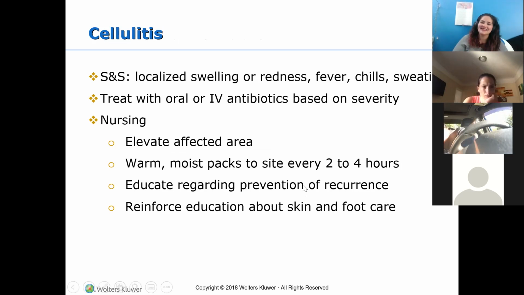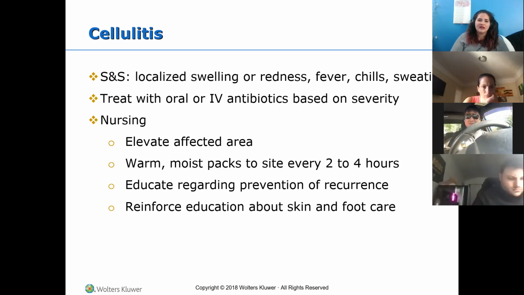Okay, signs and symptoms of cellulitis are localized swelling or redness, fever, chills, and sweating. You treat with oral or IV antibiotics based on the severity. And then for the nursing, you elevate the affected areas, apply warm, moist packs to the site every 2 to 4 hours, educate regarding prevention of recurrence, and reinforce education about skin and foot care.